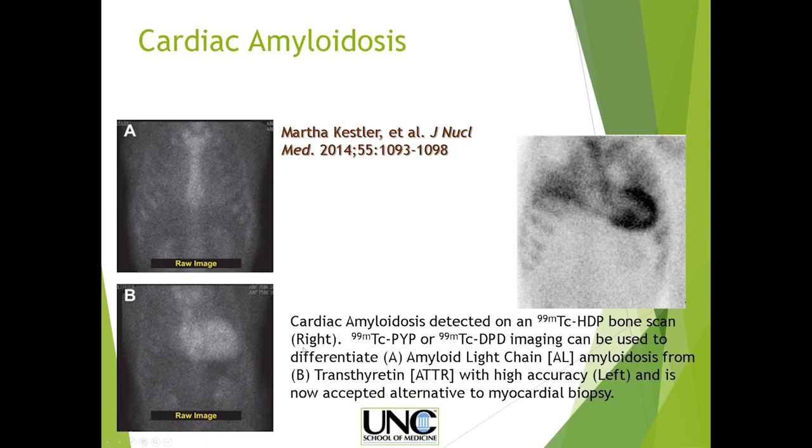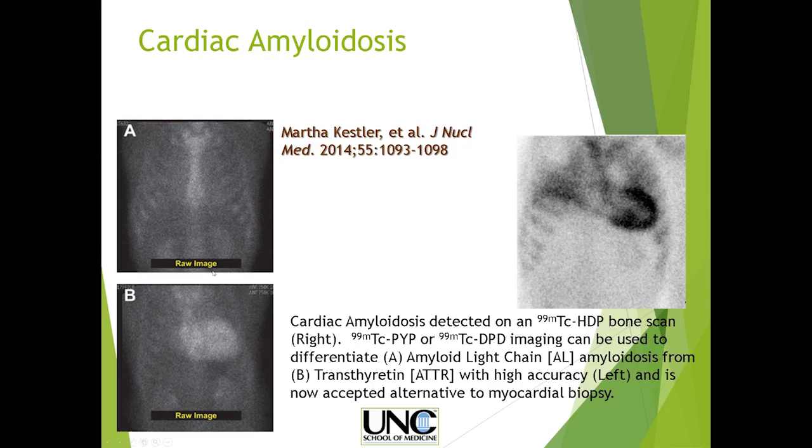So it's not that the pyrophosphate can find any amyloidosis, but we're targeting specific types of amyloidosis. So in a patient who has known amyloidosis or highly suspicious for amyloidosis, and one wants to determine what kind of amyloidosis they may have, that is where pyrophosphate imaging is used.